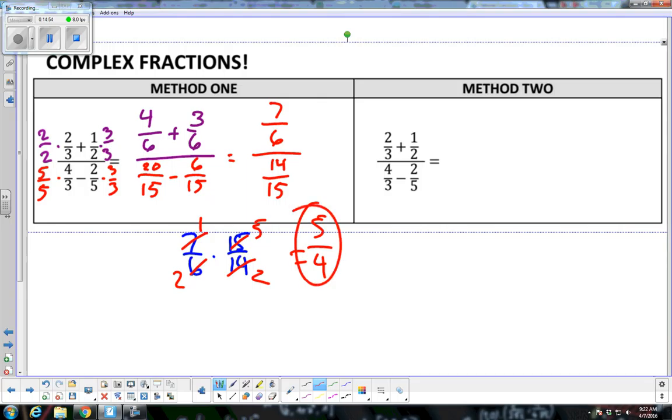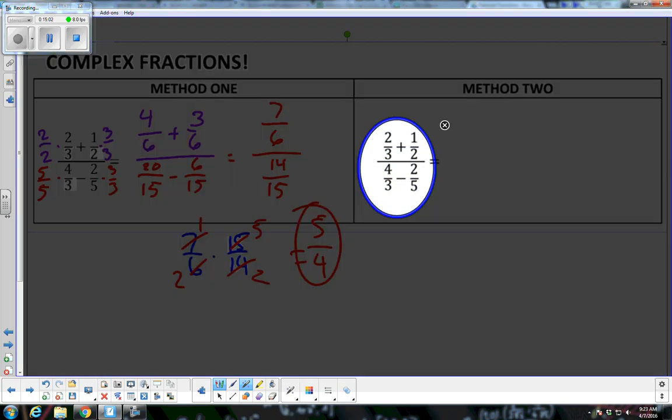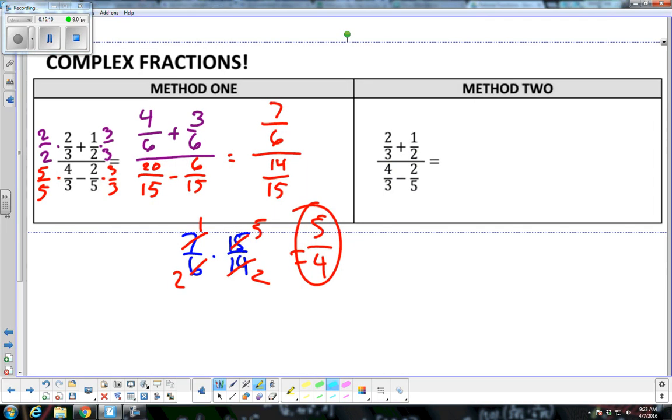Method 2, I think you're going to like better. Again, we're going to look at this whole thing and we're going to say, hey, inside of this whole thing, do we have something that can make all of these denominators the same? Well, what's that common factor which makes them all the same? Well, if I look here, let me get the highlighter out and I'll show you what I mean. If I take this guy, this guy, this guy, and this guy, what do they all have in common? What's the least thing that they all multiply into? Well, in this case, it's going to be 15.